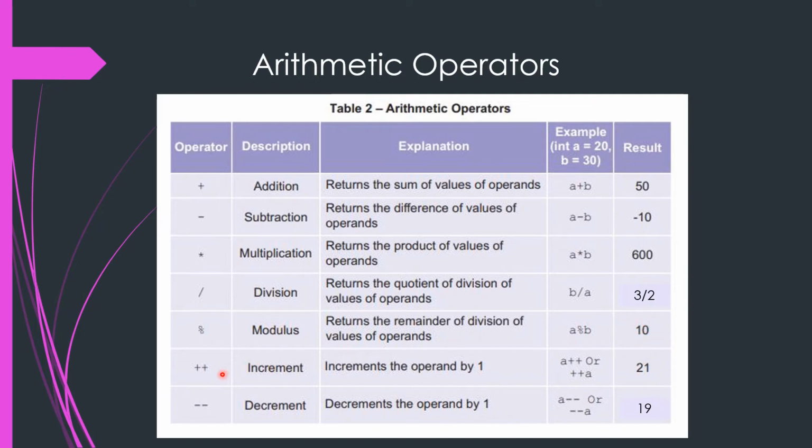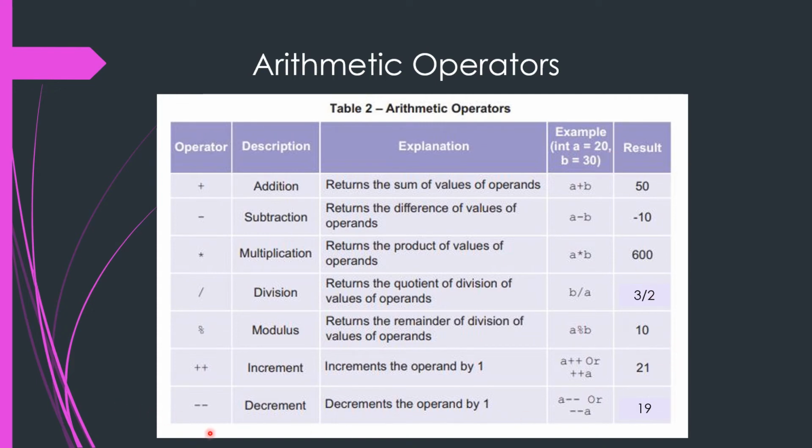Then there is plus plus. This operator is used to denote increment, and it increments the operand by 1. Whatever the value is, it will increase its value by 1. a plus plus or plus plus a. We will discuss later what the difference between a plus plus and plus plus a is. So here the result of a plus plus or plus plus a is 20 plus 1, which is equal to 21.